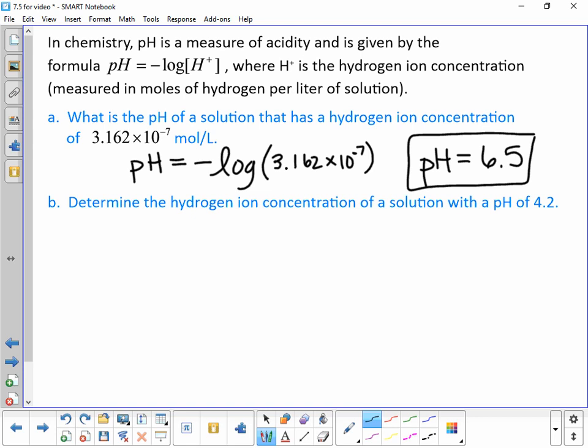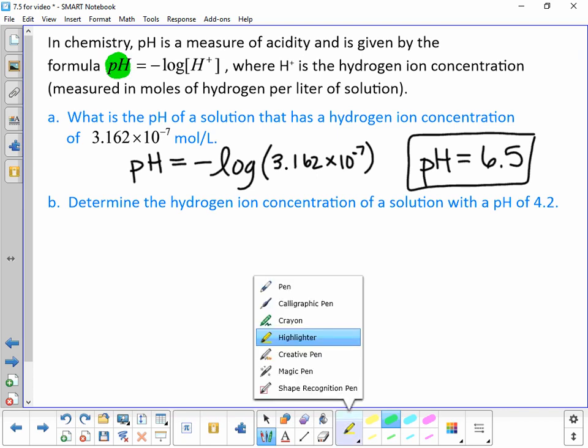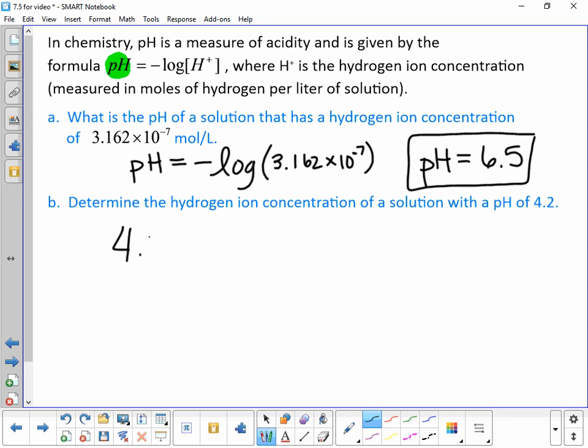So part B, though, is quite different. Part B says find the hydrogen ion concentration of a solution if it's known to have a pH of 4.2. So it's telling us the pH, so that value 4.2 is going to go where pH is in the equation. So we have 4.2 is equal to the negative log of the hydrogen ion concentration. So we're trying to solve for this value. You can think of this as our x if you want. Or if it helps you, you can even put an x there instead of the H plus.